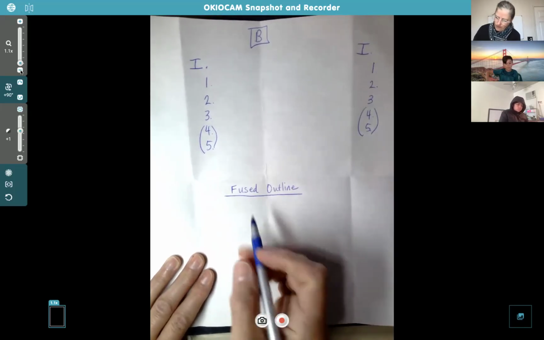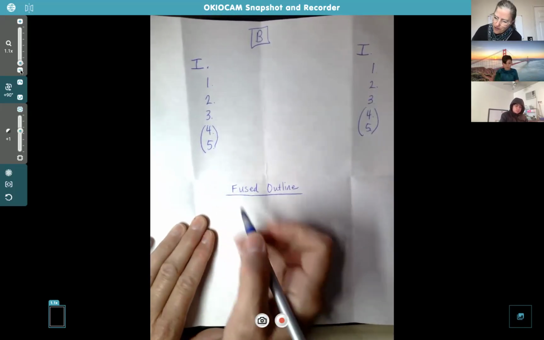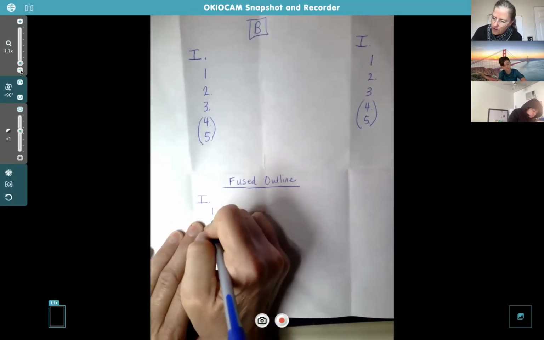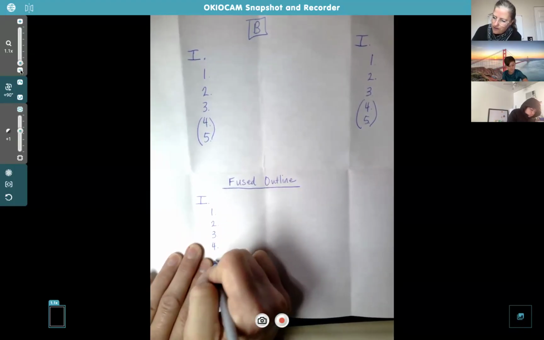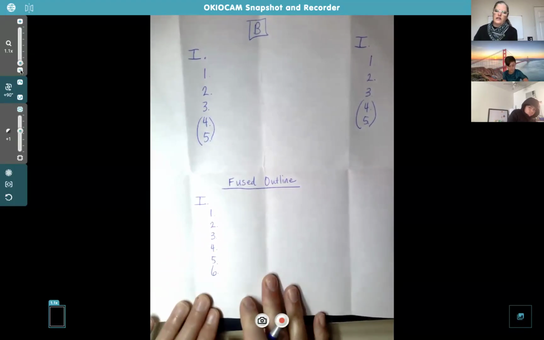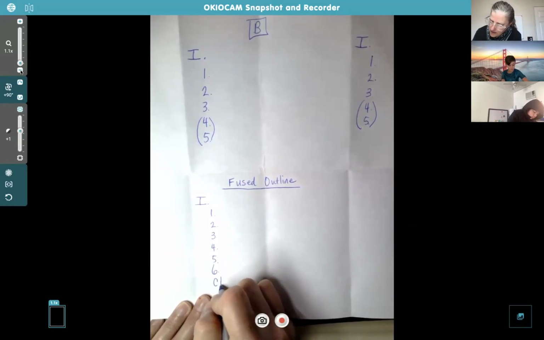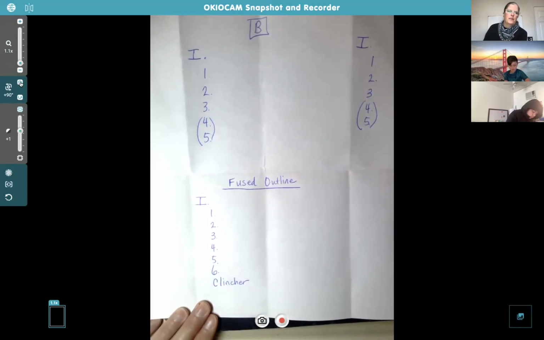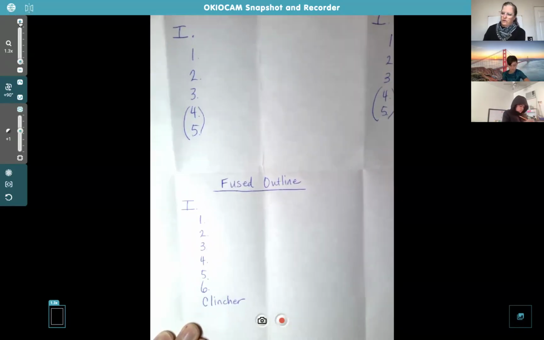Mm-hmm. In that box underneath that, where you put fused outline, you're going to do Roman numeral 1 again. And this time you're going to move over a little bit and do 1 through 6 right here. And we're not going to put any in parentheses this time. But under the number 6, I want you to write the word clincher, like that. We remembered clincher because we just talked about the topic clincher sentence. So you're going to make sure to use that rule when you go to write these paragraphs. You're going to need to remember the topic clincher rule.